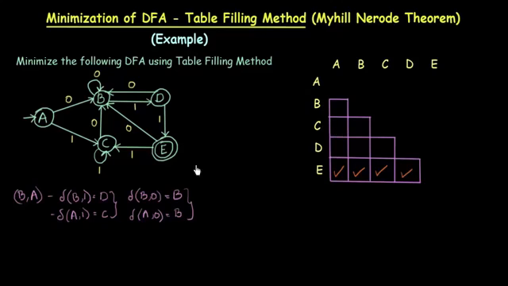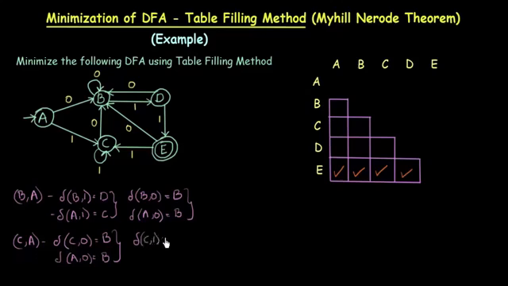This is CA. C and A. Let me first start with 0 here. C on getting input 0, where does it go? And A on getting input 0, where does it go? C on input 0 goes to B, and A on input 0 goes to B. Again we get the pair BB, which is not there in our table, so no need to do anything with it. Now check for input 1.